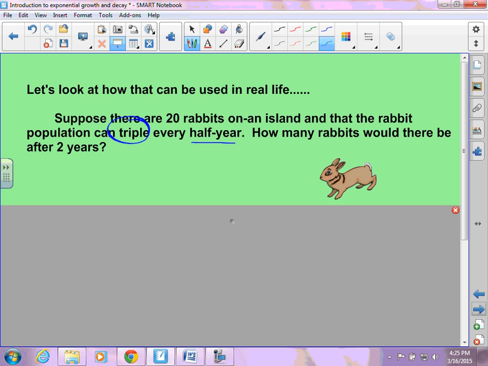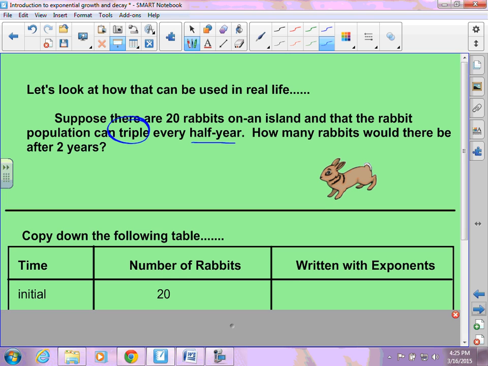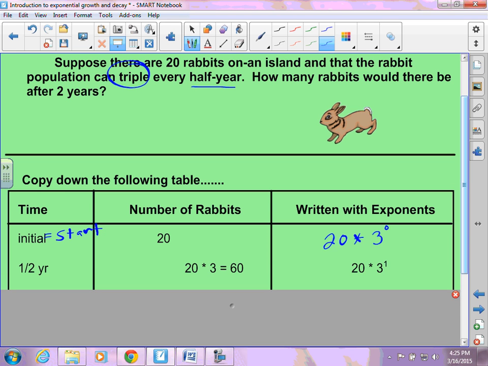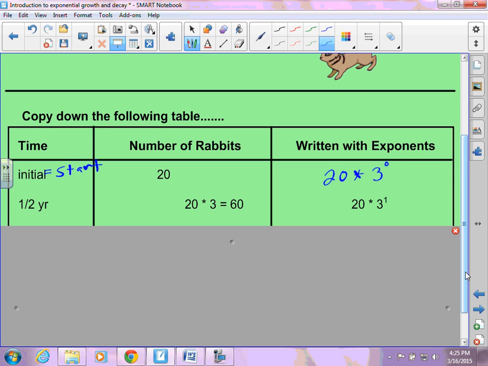So what we're going to do is, first of all, the time is initial. That means starting. That means we're at the start. All right, and I've got 20 rabbits, and I can write it as 20 times 3 to the 0. 3 because it triples, to the 0 because 0 time has taken place. Right? Now let's go to a half a year. You're going to notice that's 6 months. I'm going to triple it, so that's why I get that 3 there. 20 times 3 then is 60, and I can also write it as 20 times 3 to the first power, because one triple has taken place.